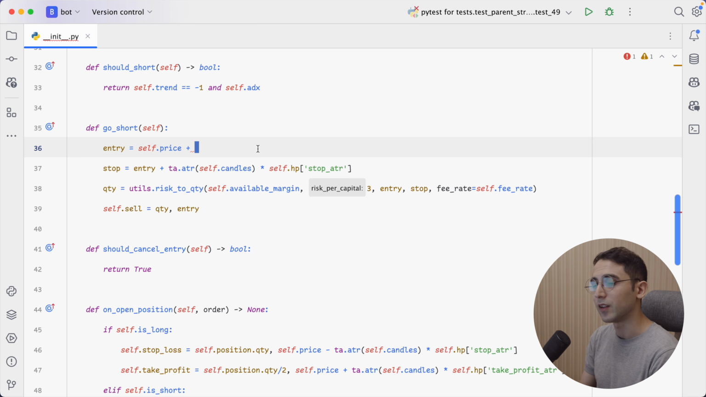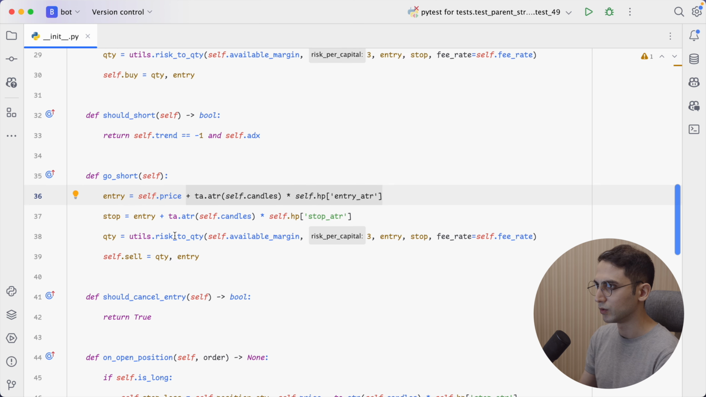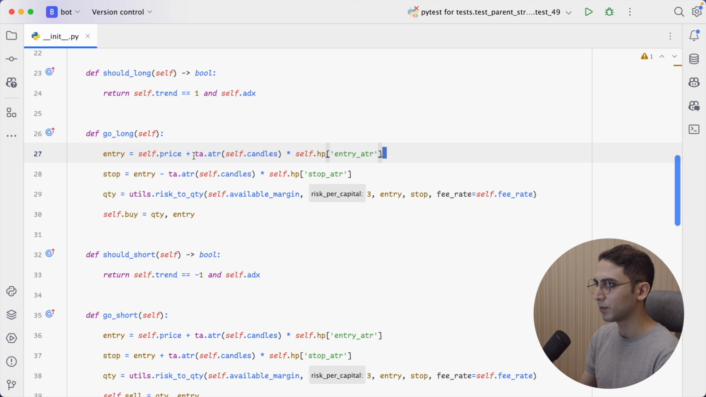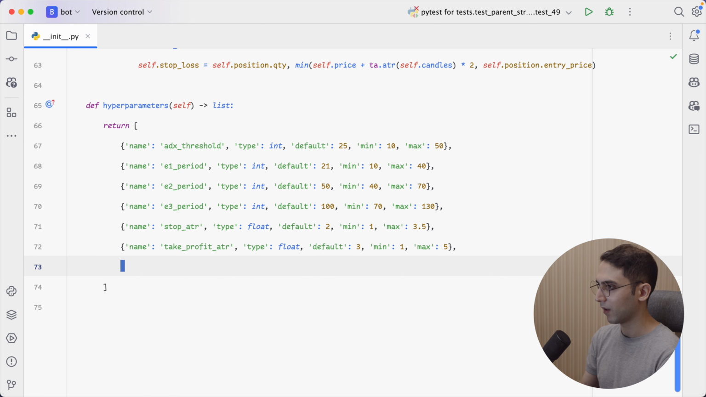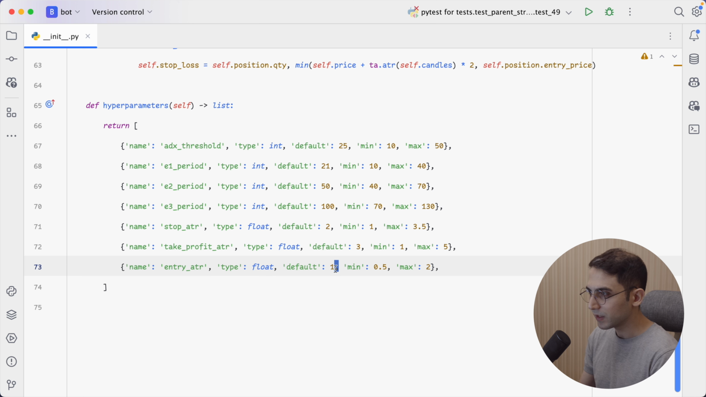Now, to make this a dynamic number to work for every other strategy, I'm going to use again the ATR indicator. So I will say ta.atr and I'm going to multiply it by a hyperparameter value. I will call it entry ATR, and actually let's copy this and go to go long, but this time because it's for a long position, instead of adding we will be subtracting. Now I will come down and add another value. The default of it is set to 1 actually. Okay, so that's good for the default, but the minimum I want it to be very low, such as this, or even lower than that, and the maximum could be, let's say 2.